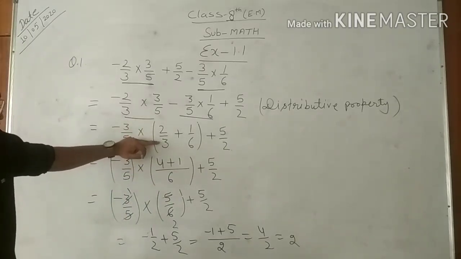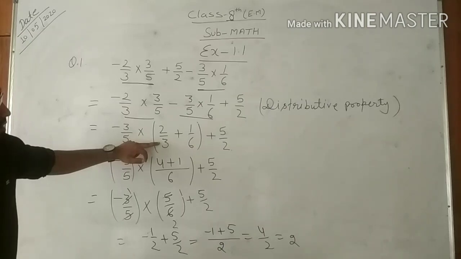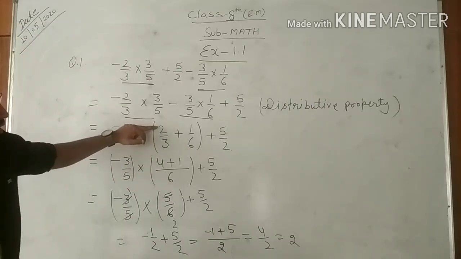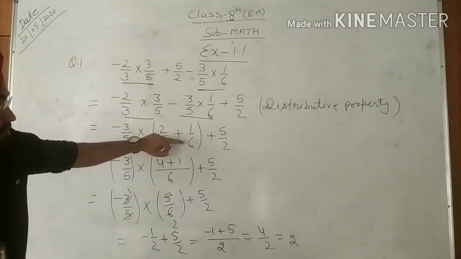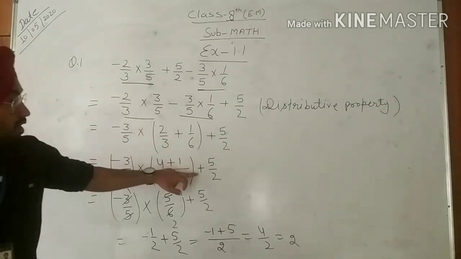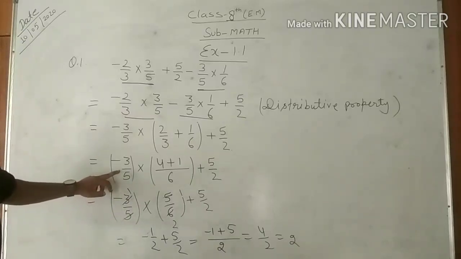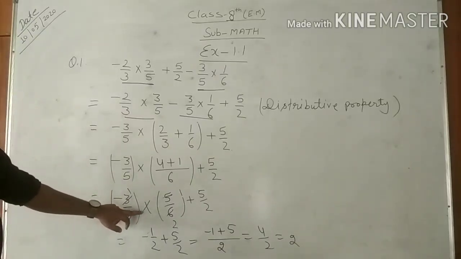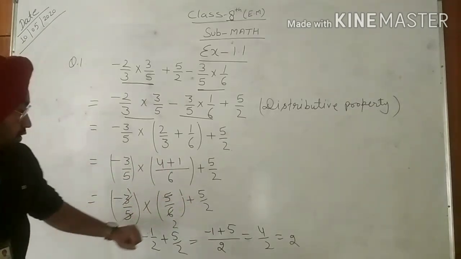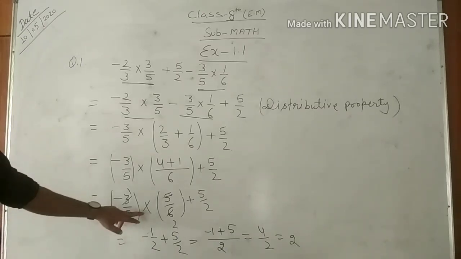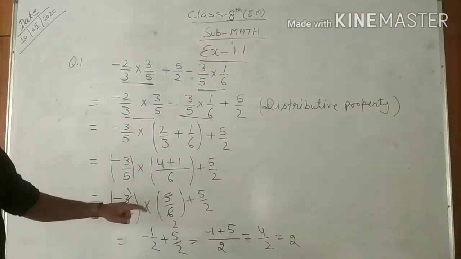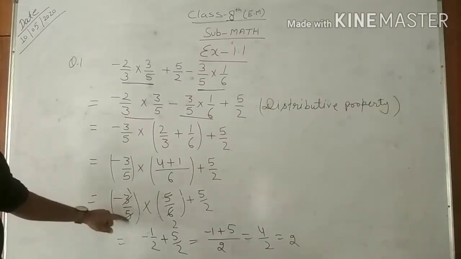Then 6 is divided by 3, we get 2, and 2 multiplied by 2 becomes 4. Here 6 divided by 6 we get 1, and 1 multiplied by 1 is 1 plus 5 upon 2 here. Here is minus 3 upon 5 multiplied by 4 plus 1 get 5 upon 6 plus 5 upon 2. Here these two terms are in multiplication and it is in addition. So according to BODMAS rule, first we solve multiplication.